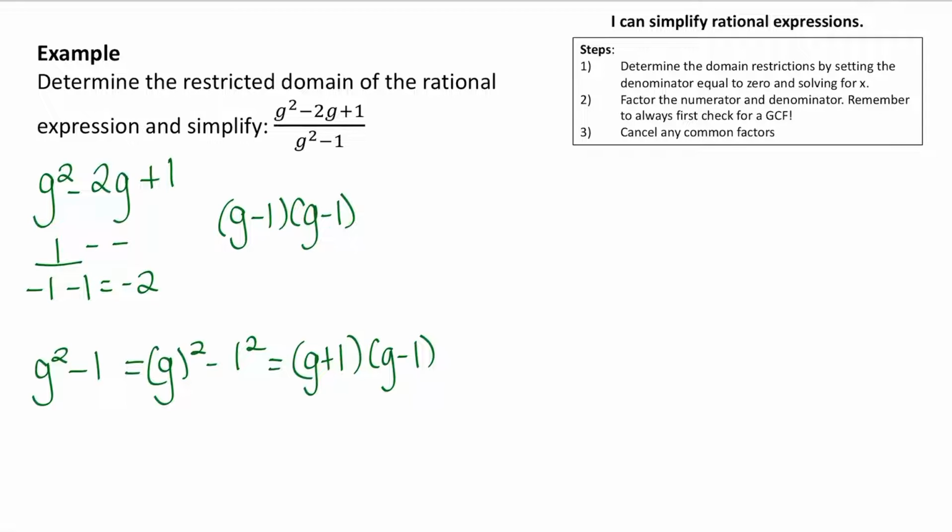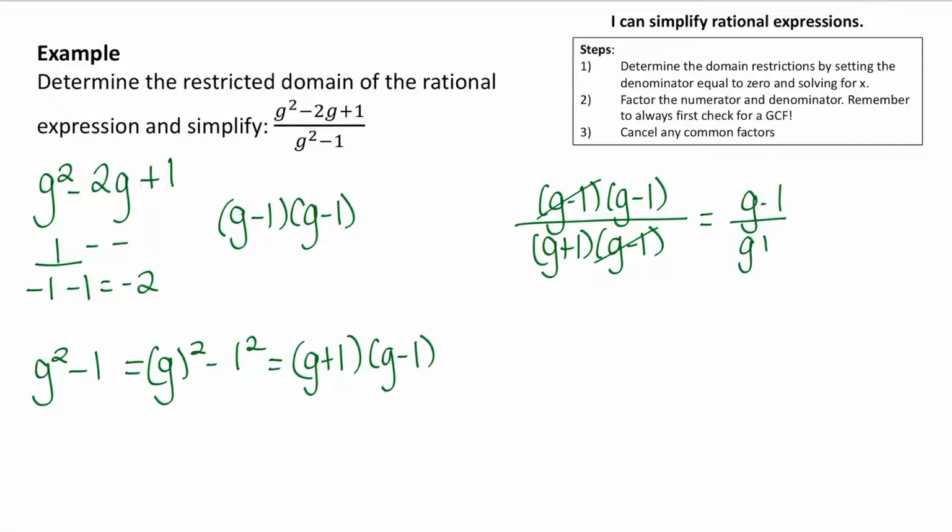So when we write the factored rational expression, it's going to look like g minus 1 times g minus 1 over g plus 1 times g minus 1. So one of these g minus 1's is going to cancel, right? Because we have that common factor, and that equals g minus 1 over g plus 1. So that is the simplified form of our rational expression.